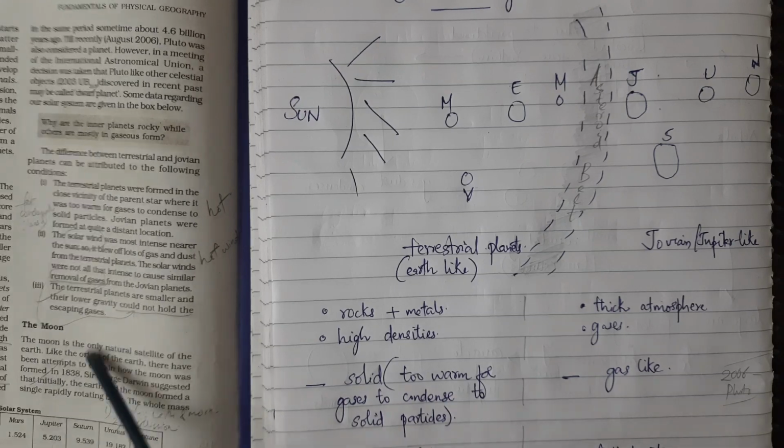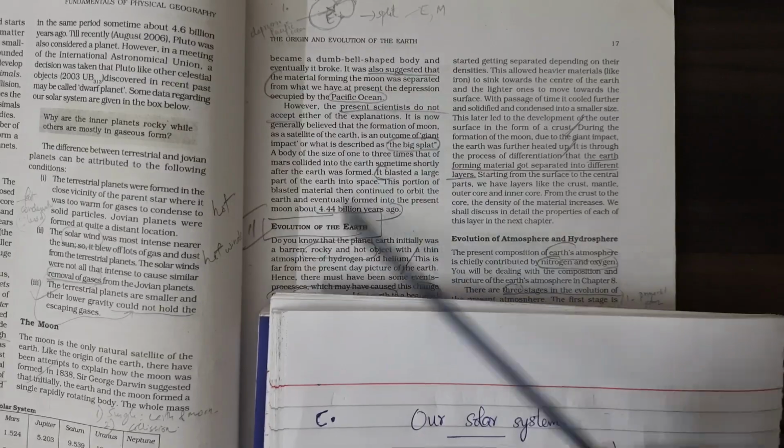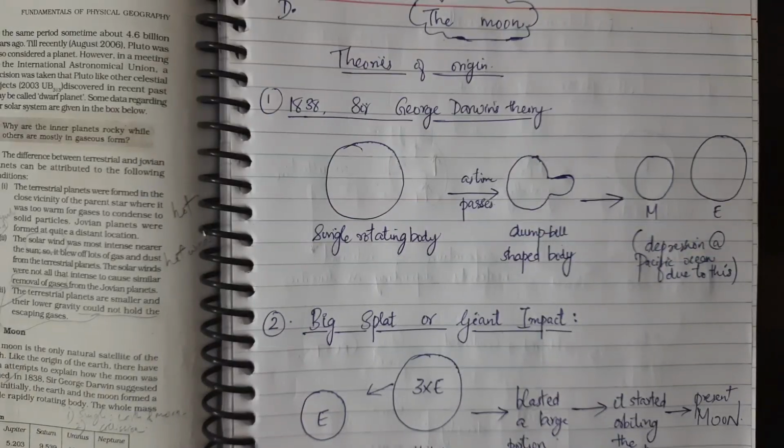Now we will go on to the next topic, the moon. It starts from here and ends here. Let's see about the moon. The main idea of the topic is that there are two theories of the origin of the moon. That is what is being told in that paragraph.